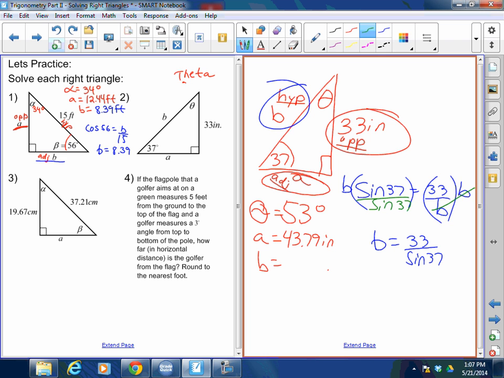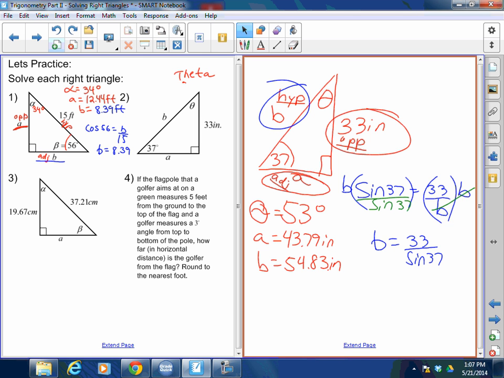Go ahead. You could have done the Pythagorean Theorem. Yes, I'm not going to take points away. Since I'm teaching the trig, I just want to really ingrain that in your head. Thank you so much for caring. So 33 divided by the sine of 37 will equal 54.83 inches. Thank you, gentlemen. Excellent. Excellent.